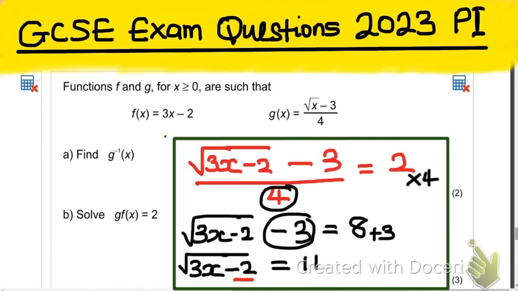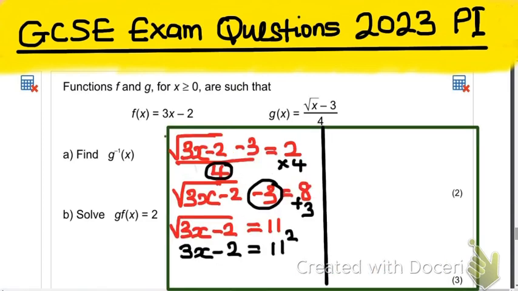Now what do I do next? I can't get rid of this 2. Don't try that. The only option I have here, neither can I get rid of this. Nope. The only option I have is to get rid of my root, meaning I have to square both sides. Can you see that? So if I'm to do that, I'm going to have 3x minus 2 is going to be equal to 11 squared. Can you see?